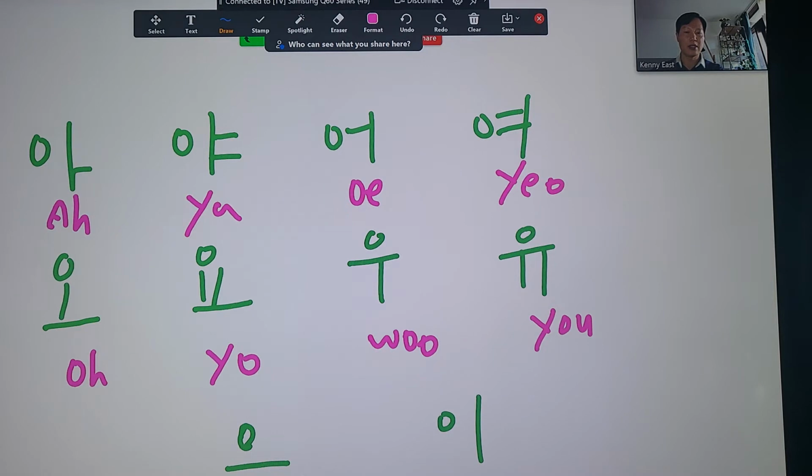So, the writing method, vertical based vowel like this one. Yeah? These guys.